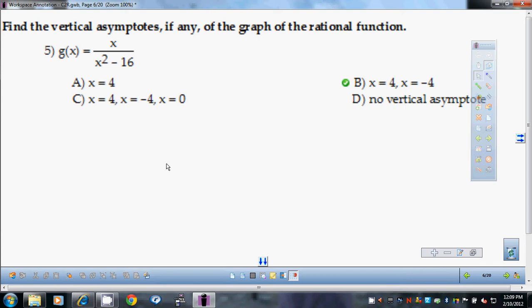Questions on that one? So if the x is on the bottom and the b, if those were flipped, it would just be 0. Because that would have been the only thing that made it 0 in the bottom. Other questions?